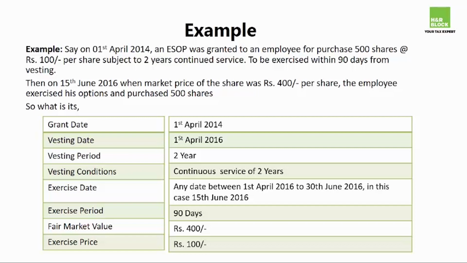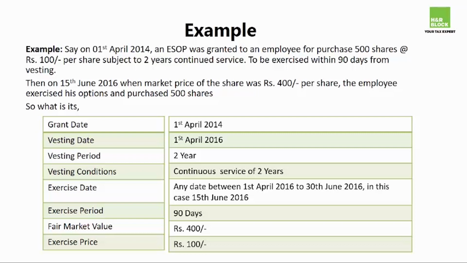Then vesting date is the date on which you satisfy the vesting condition. The vesting condition here is 2 years continued service. So these 2 years will be completed on 1st April 2016. That becomes your vesting date. Now vesting period, the period between vesting date and grant date. That period is a 2 year period. Vesting conditions, we have already discussed: continuous service of 2 years. Exercise date, important.